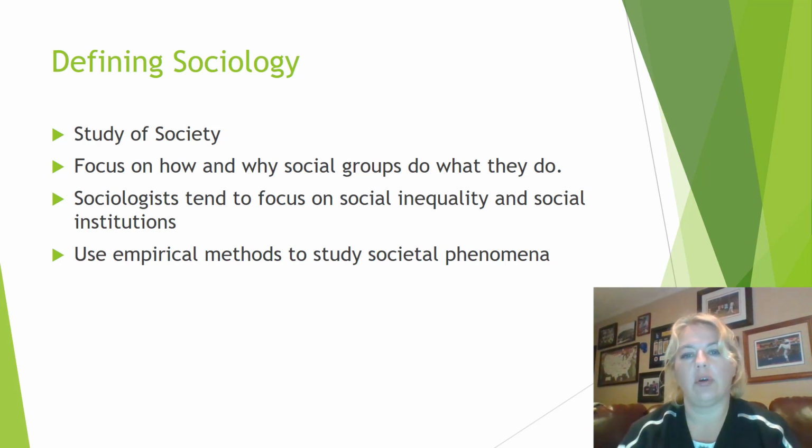Sociologists also tend to focus on social inequality and social institutions. So we're interested in why some groups have life experiences that are not the same as others because they don't have access to the same resources. So issues of poverty, racism, sexism, etc. We're also interested in how we are shaped and how we experience social institutions like education, family, the mass media, schools, politics, the economy, the workplace, etc.